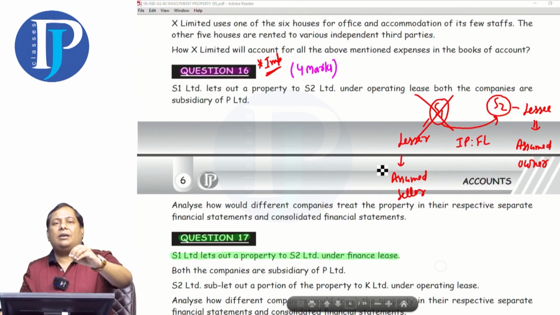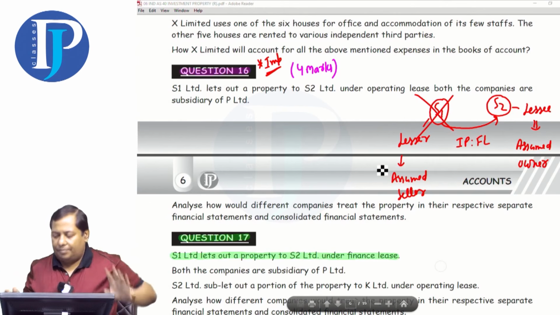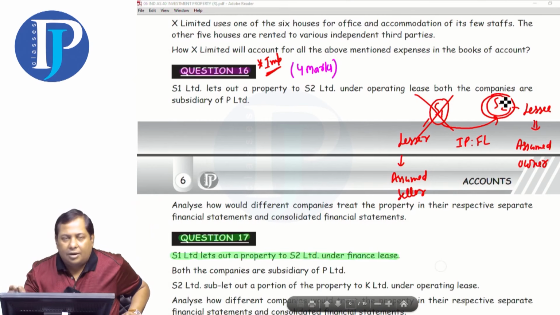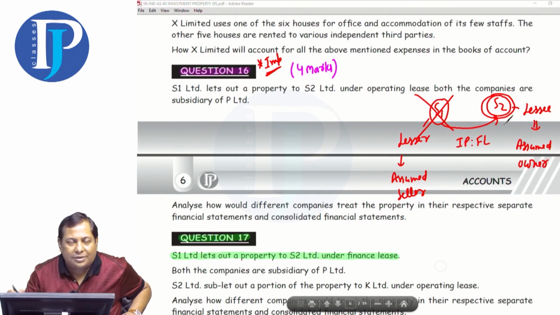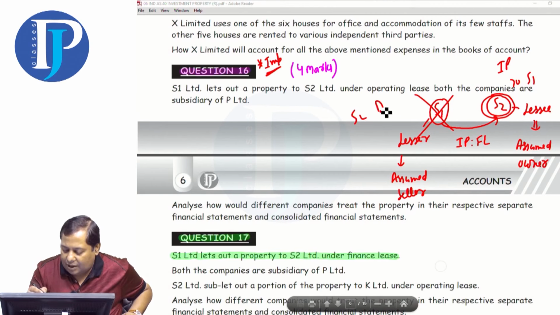S1 will only receive rent and it will be taken care of by 116. Now this S2 has to pay the rent and this will also be taken care of by 116. But S2 needs to recognize the property as well. And I made you pass this entry. IP is debited to S1. This entry will be passed as S2 account debit to the IP.